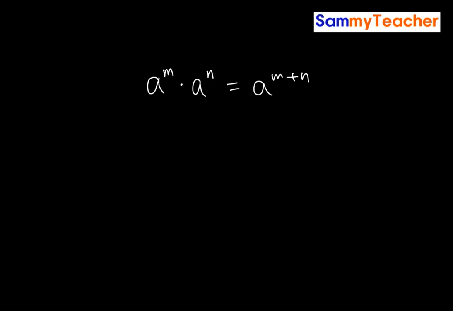The second rule is that when you have a certain base with a negative exponent, you can change that to a positive exponent. You change the sign to the opposite sign, but it will be reciprocated, which means the numerator and denominator will be switched.